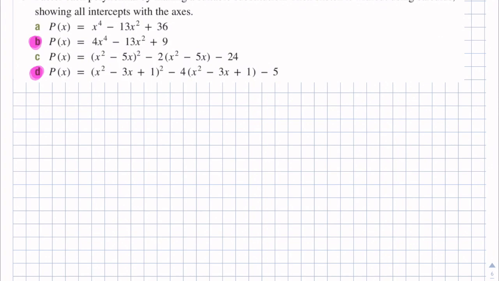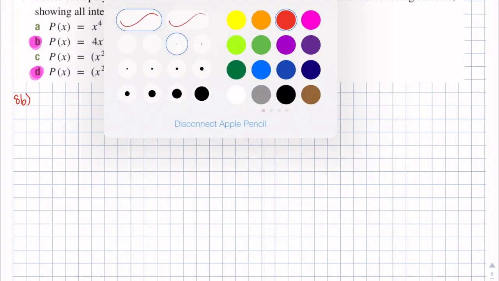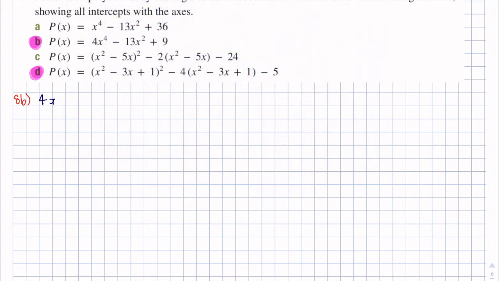Or anything squared, so we're going to try and turn it into something like that. So for 8b, we've got 4x to the 4, take 13x squared plus 9. Now we're used to factorising stuff that looks like ax squared plus bx plus c. So I'm actually going to be like, well, this would be much easier if instead of x squared I had like x, but I can't use x because it's x squared.